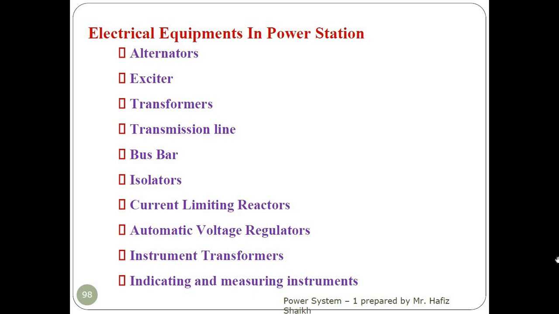Today we will start with electrical equipments in power system. Following are the electrical equipments in power system: alternators, exciter, transformers, transmission line, busbar, isolators, current limiting reactors, automatic voltage regulators, instrument transformers like CT and PT, indicating and measuring instruments.